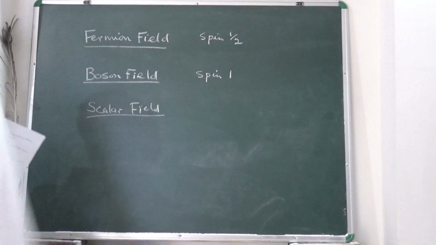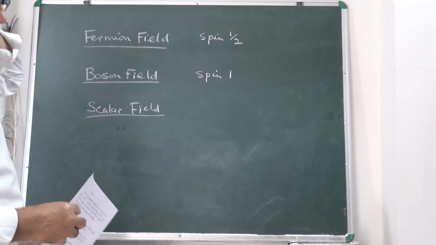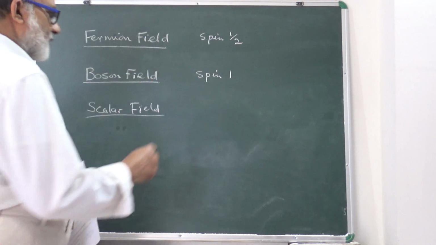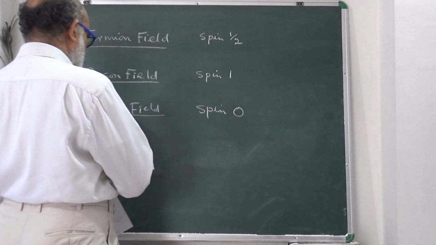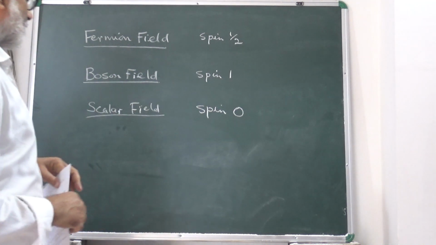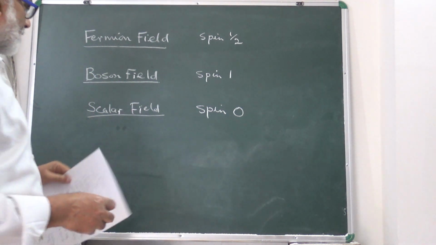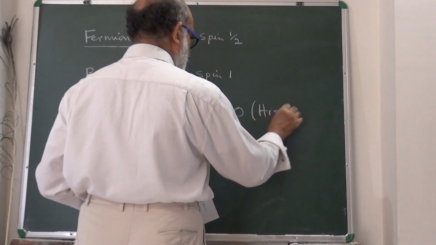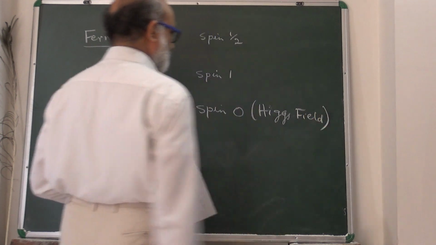We have seen that according to our standard model, we have three types of particles: fermions, spin 1/2 particles, spin 1 particles, and spin 0 particles. The fields generated by particles which have spin 0 are called scalar fields. An example of a scalar field is the Higgs field. So Higgs comes here for the first time.